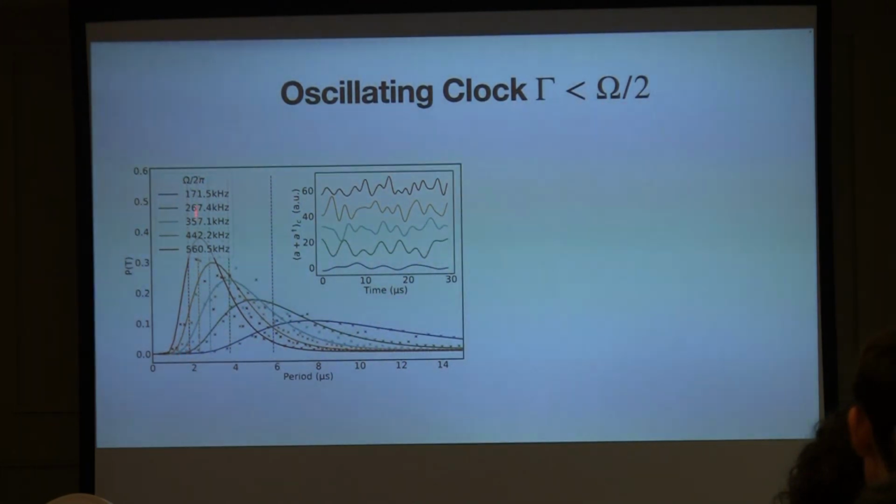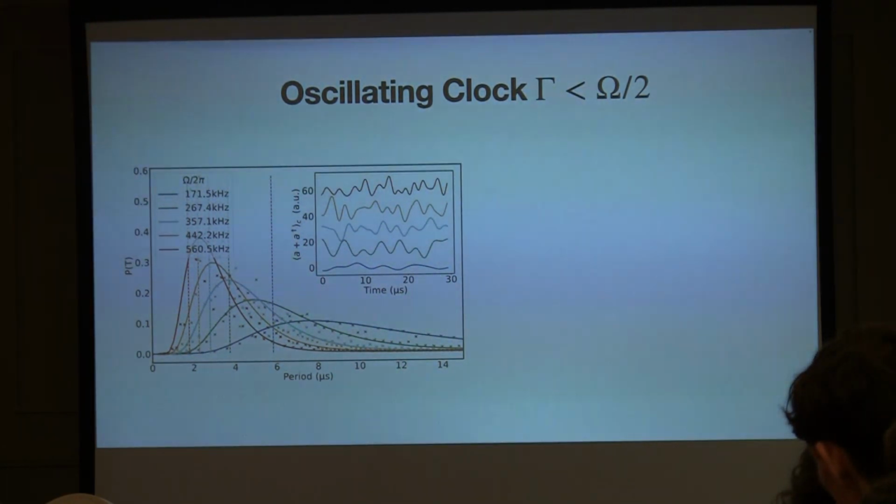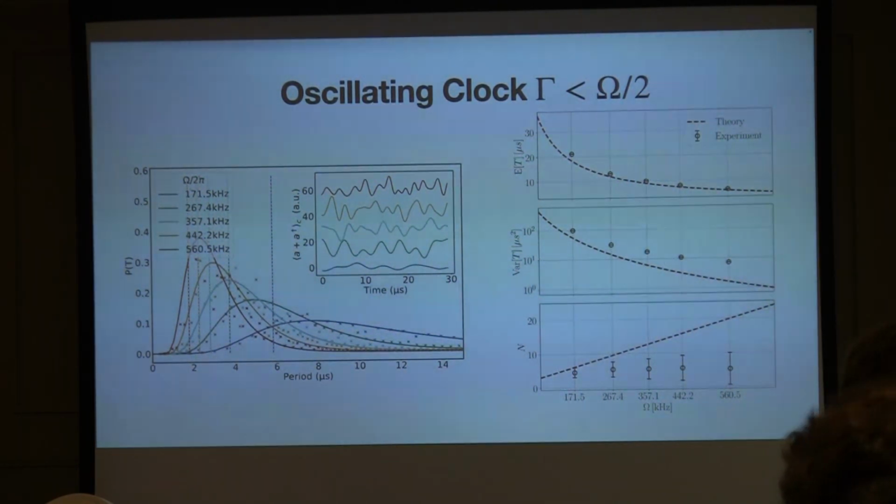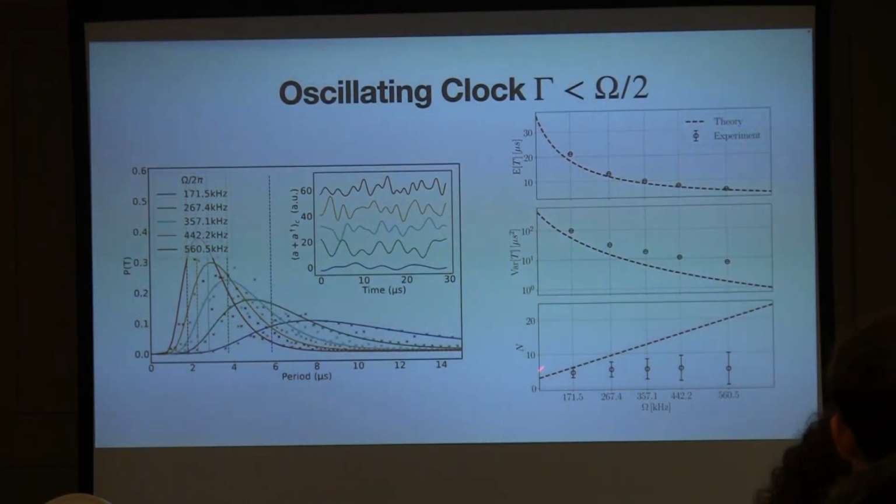And what you can see is when the Rabi frequency is low, the tick times are longer because it's ticking slower, and you get a broader distribution. When the frequency is higher, you get a much sharper and narrower tick distribution. And when you take all the experimental parameters that they've measured in the lab, plug them into the model, and use the theory to calculate what you expect to see, you get these red lines for the expected tick time, the variance, and the precision.